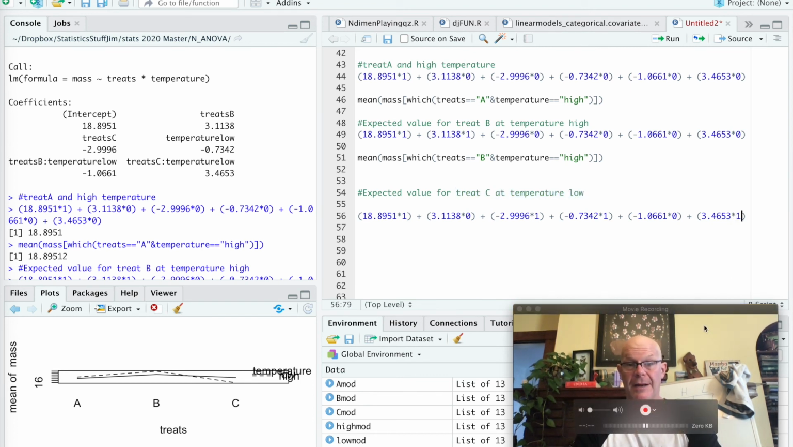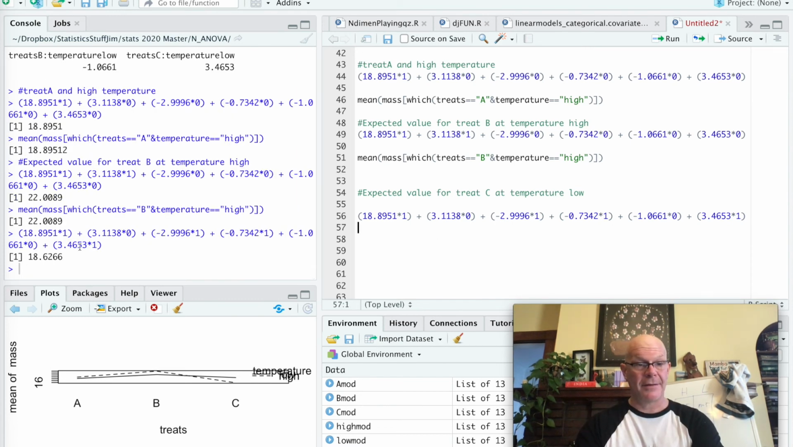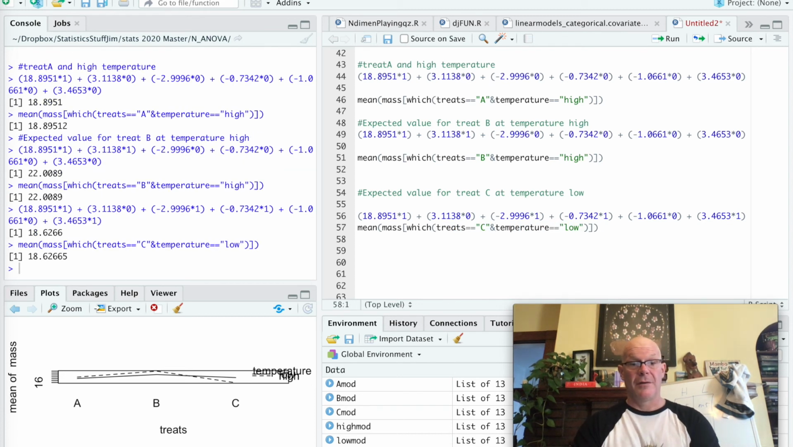Okay, so we flipped the switches on and off. We go ahead and run that. That is the expected value according to the model that we have. And we can go ahead and ask R to calculate what is the actual mean for treatment equal to C and temperature equal to low. And lo and behold, it's the exact same value that we got from our linear model.